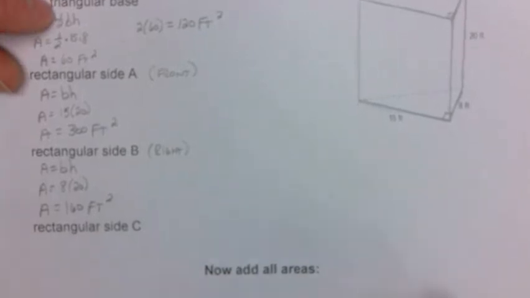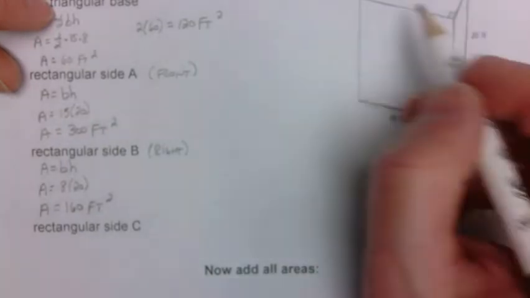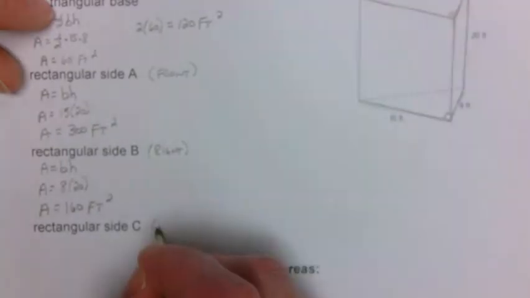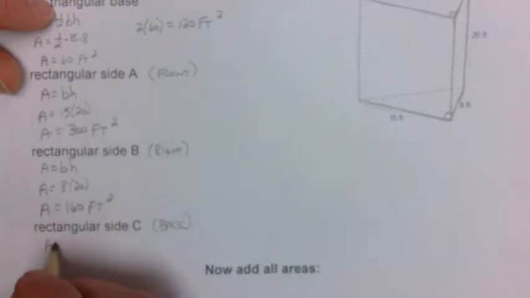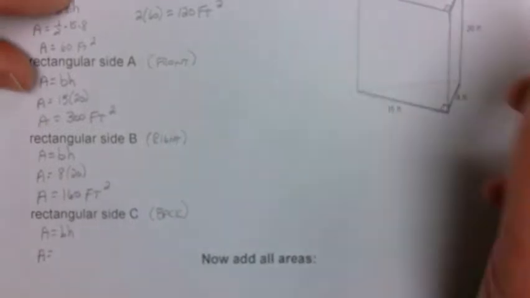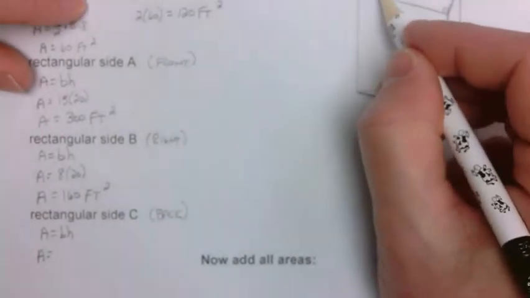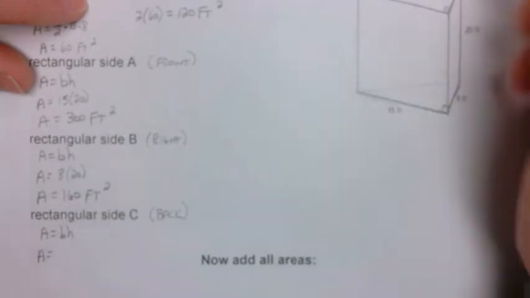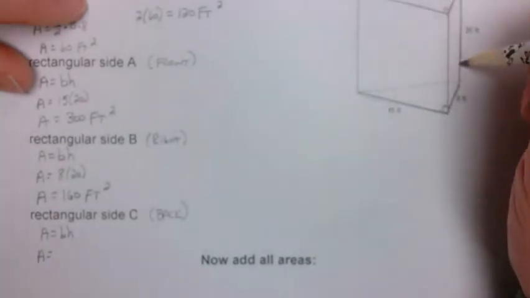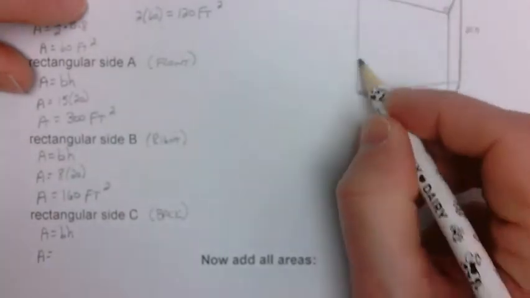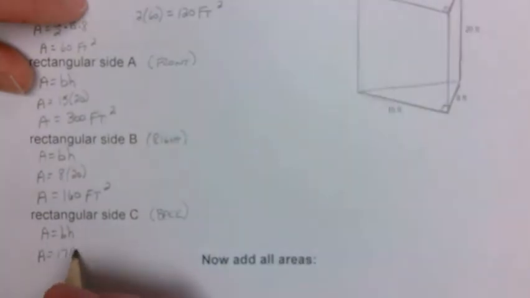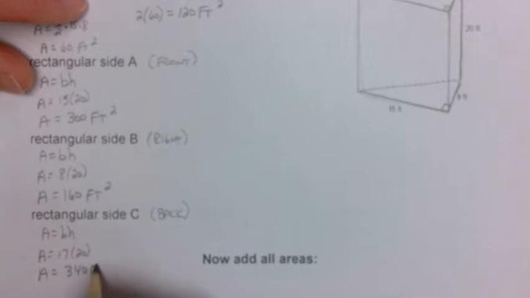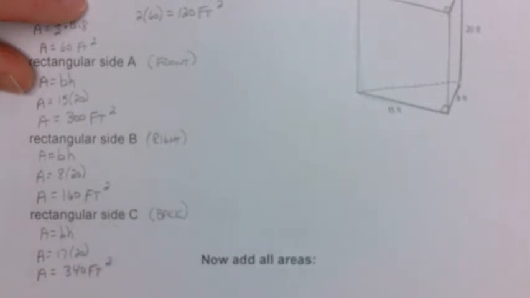Now rectangular side C, that's going to be this rectangle in the back, if I want to call that the back of the triangular prism. It's a rectangle, so area equals base times height. To get its measurements, I'm going to trace it. I can see right here it's 17 feet by 20 feet, which is going to be 340 square feet.